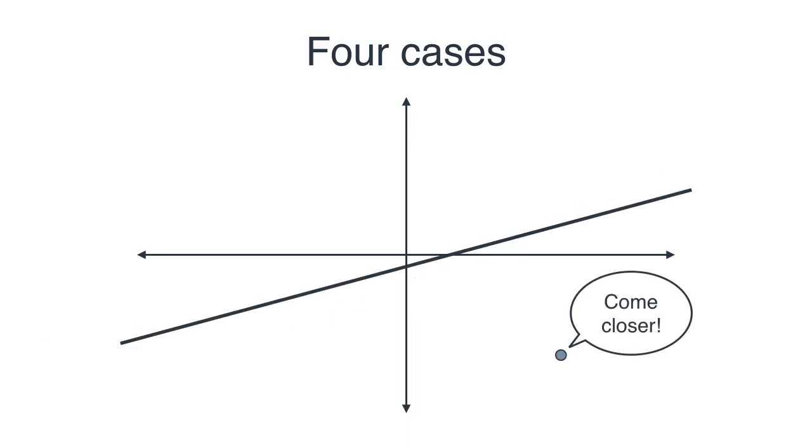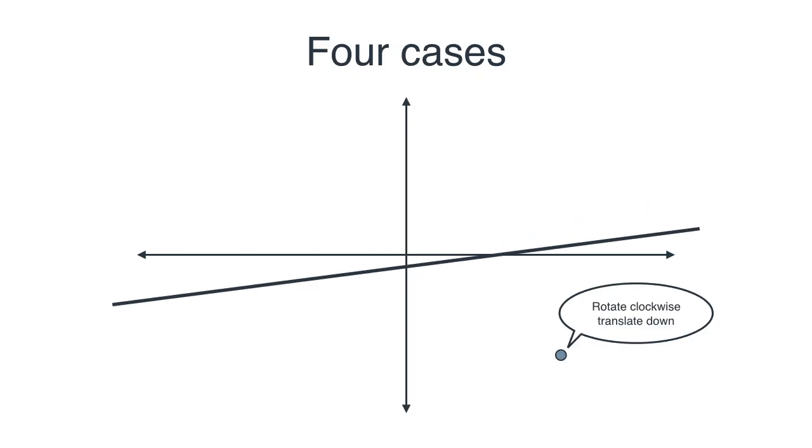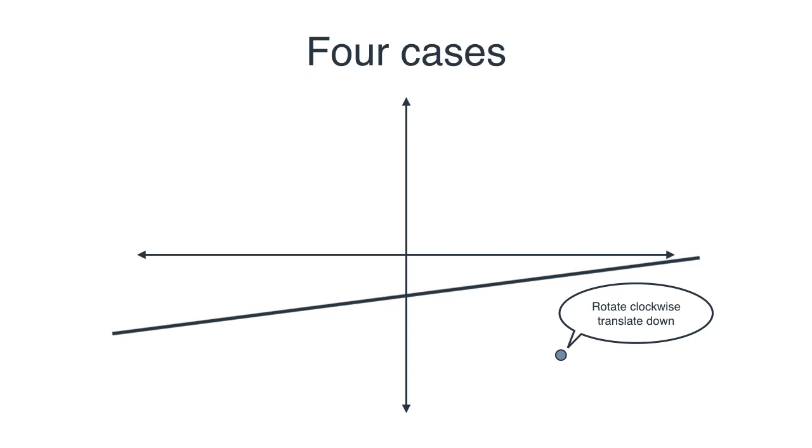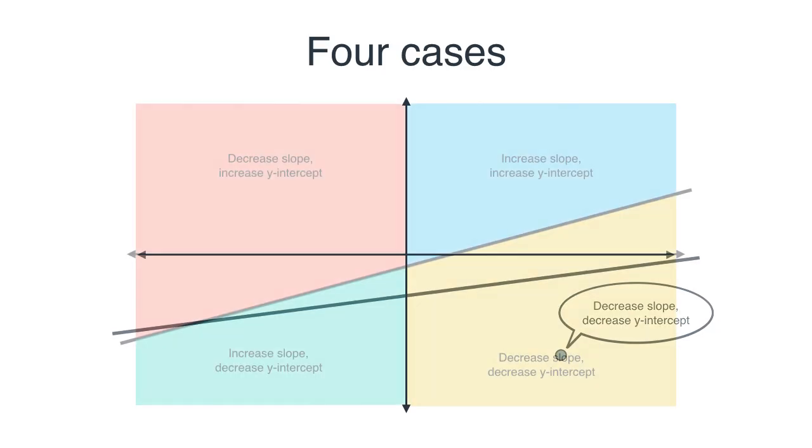And finally, if the point is over here, then we want to rotate the line clockwise like this and translate down like this. That's equivalent to decreasing the slope and decreasing the y-intercept. So as you can see, all these 4 cases are different. And here's a summary of the 4 cases.